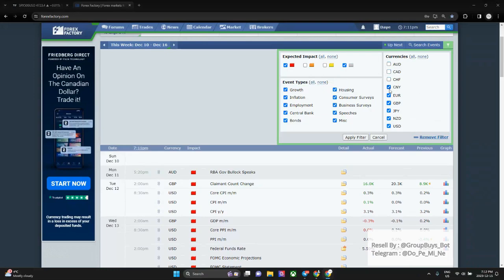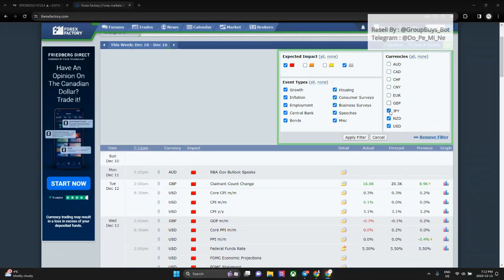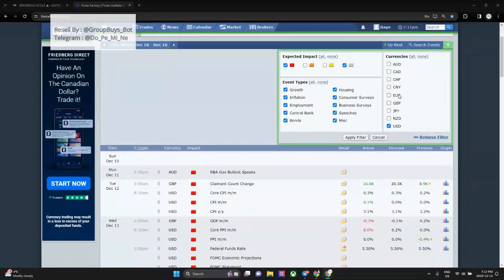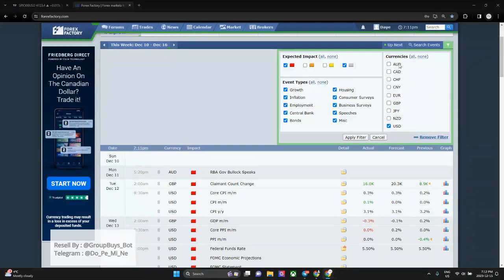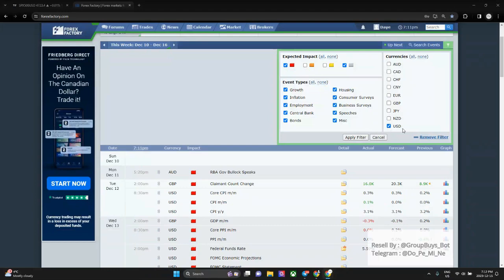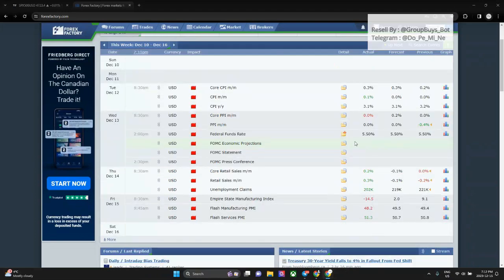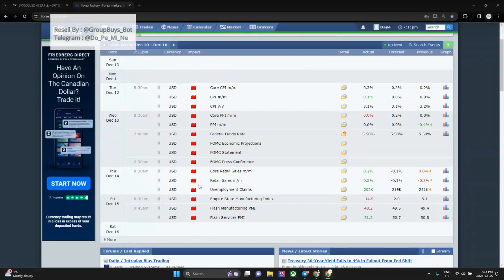So what I usually do is I don't usually look at anything else but USD. You're welcome to look at Euro, CAD, AUD if you want, but I usually just look at USD and I keep the red folder on right here. So yeah, now everything is filtered.